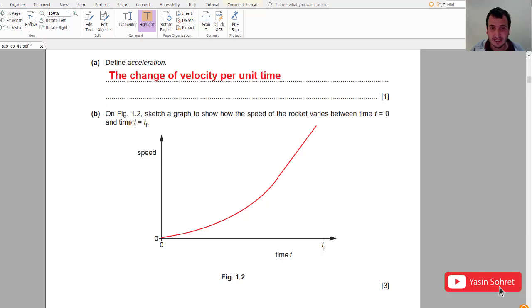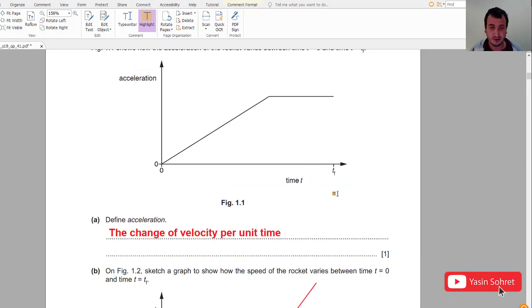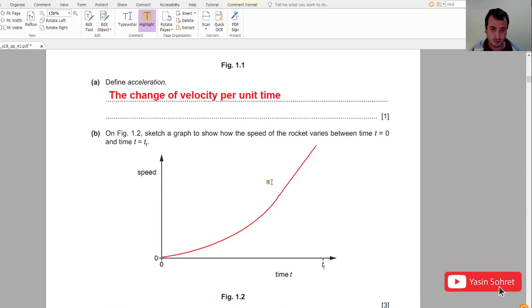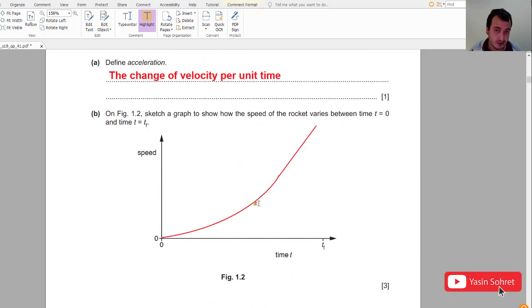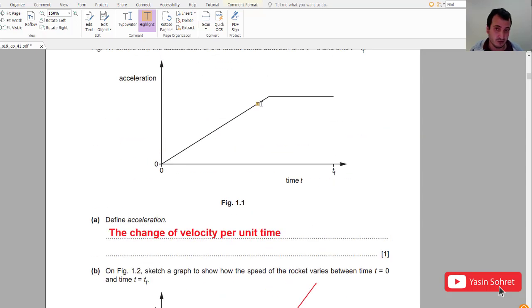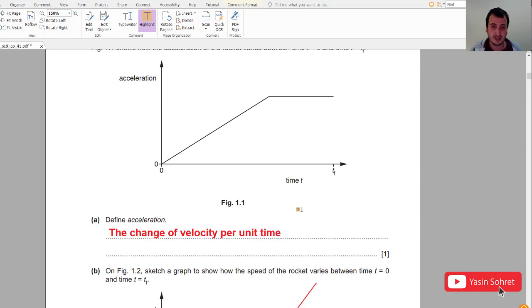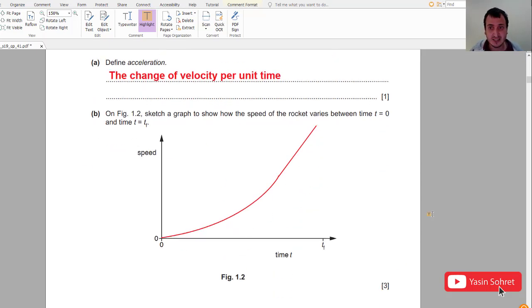Question B asks us to sketch a graph to show how the speed of the rocket varies between time 0 to tf. When we observe the acceleration graph from 0 to t final, the acceleration is increasing with a constant gradient up to a certain point. Since the acceleration increases, the speed also increases, so the graph is going to be a curve. The gradient is increasing, which shows the acceleration is increasing. In the second part, the acceleration is constant, and constant acceleration means the speed continues as a straight line graph. So this is the graph.